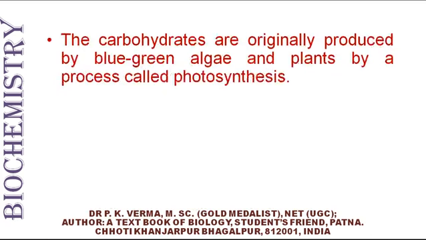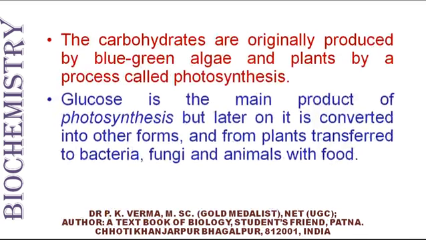The carbohydrates are very common component of our food. We take carbohydrates in rice, potato, corn, as well as in the form of sugar. But where these are produced and what is the basic form of their production? The carbohydrates are originally produced by blue-green algae and plants by a process called photosynthesis.